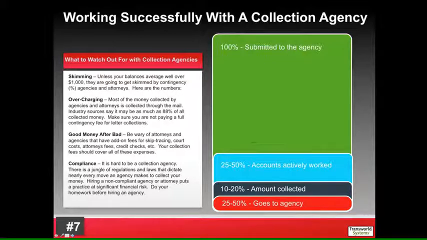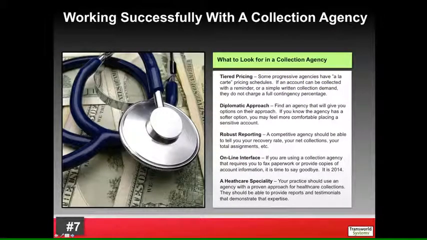So let's go over to what to look for now. A couple things to look for, maybe some of these things you haven't considered before. The first we'll call tiered pricing. Some progressive agencies have an a la carte pricing structure. That means that if an account can be collected easily, let's say one of those distracted folks that just need a reminder or a simple written collection demand coming through the mail, they don't charge a full contingency percentage. They say, hey, we collected this with a reminder. That's probably not worth 33%, so we've got a different kind of pricing for that.